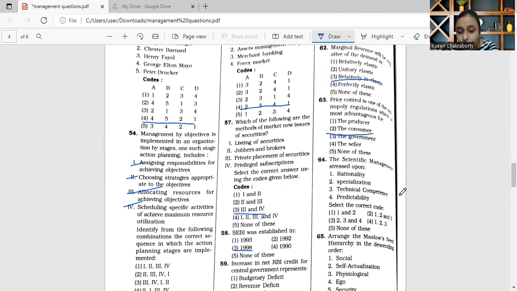So if we go by this, question number 64 will be option number 4, that is 1, 2, and 3: rationality, specialization, and technical competence. All are correct. So option number 4 is our correct answer.